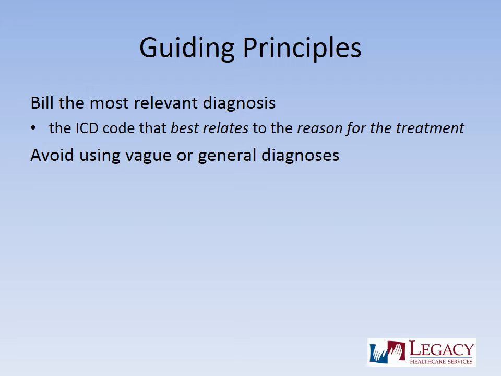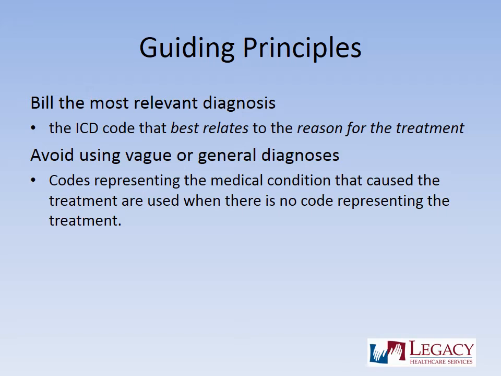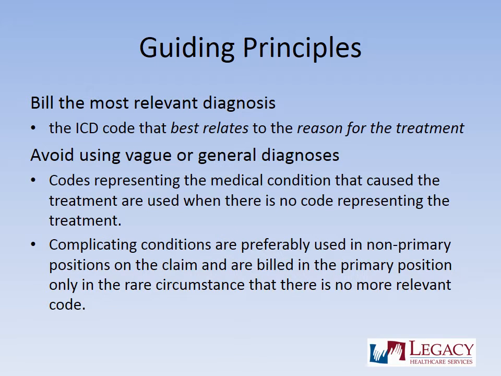When a claim includes several types of services, or where the physician must supply the diagnosis, it may not be possible to use the most relevant therapy code in the primary position. In that case, the relevant code should, if possible, be on the claim in another position. Codes representing the medical condition that caused the treatment are used when there is no code representing the treatment. Complicating conditions are preferably used in non-primary positions on the claim and are billed in the primary position only in the rare circumstance that there is no more relevant code.